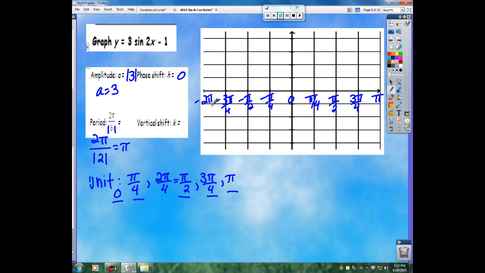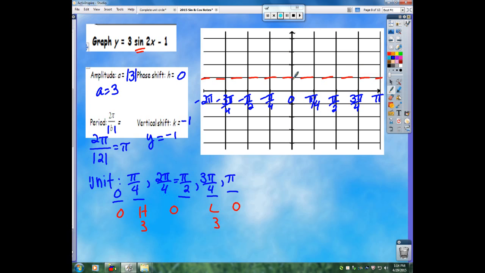Alright, okay, vertical shift. Since our k is -1, our new baseline is going to be y equals -1. So this whole entire graph is going to shift down to -1. That becomes our new place where we start counting, just like our other parent graphs. This is our sine graph, so our pattern is 0, high, 0, low, 0. But because our amplitude is 3, we're going to multiply our highs and lows by 3. So instead of going up 1, we're going to go up 3. And like I said, we're counting from that new baseline.